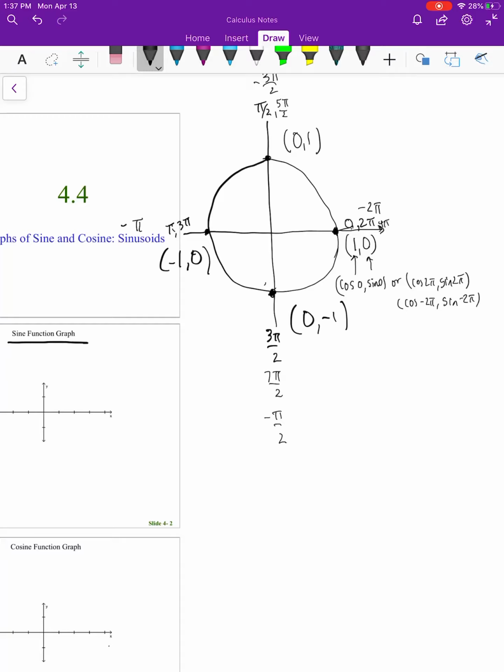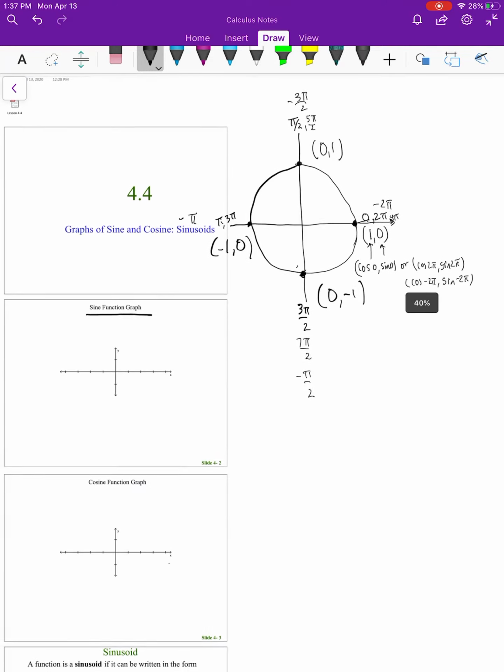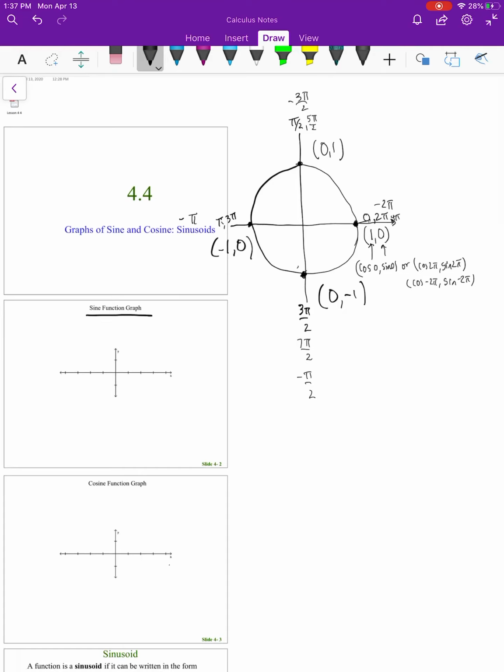So, the cosine of 0 is 1. The cosine of 2 pi is 1. The cosine of negative 2 pi is 1. The sine of 0 is 0. The sine of 2 pi is 0. And the sine of negative 2 pi is 0.